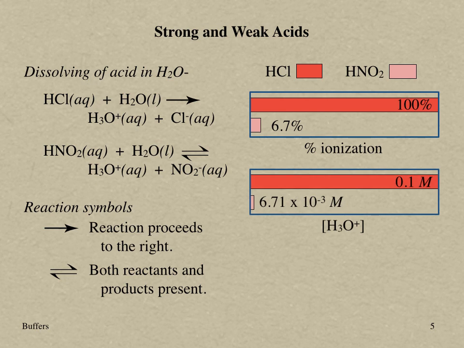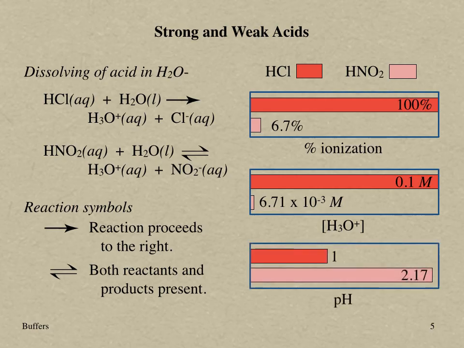If the concentration of both acids is initially 0.1 molar, then the concentration of H3O+ formed by HCl is 0.1 molar, and this concentration for HNO2 is only 6.71 times 10 to the minus 3 molar. Converting these concentrations into pH gives a value of 1 for HCl and 2.17 for HNO2. The lower pH clearly indicates the more acidic solution.